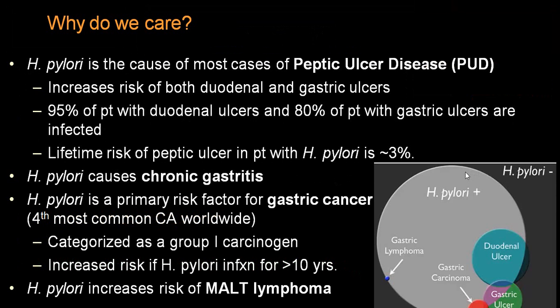Now you can see here, an H. pylori infection which is positive can end up with duodenal ulcer, gastric carcinoma, and gastric lymphoma. The incidence of lymphoma is very less, while duodenal ulcer has a very high risk. The second common risk is gastric ulcer, the third risk is gastric carcinoma. So H. pylori positive people are more prone to these groups of disease: duodenal ulcer, gastric ulcer, gastric carcinoma, and gastric lymphoma, or MALT lymphoma.